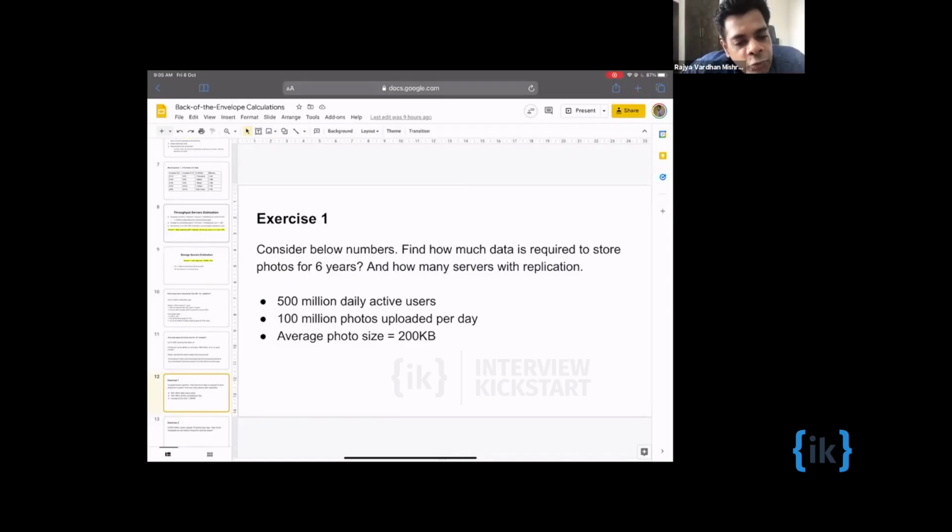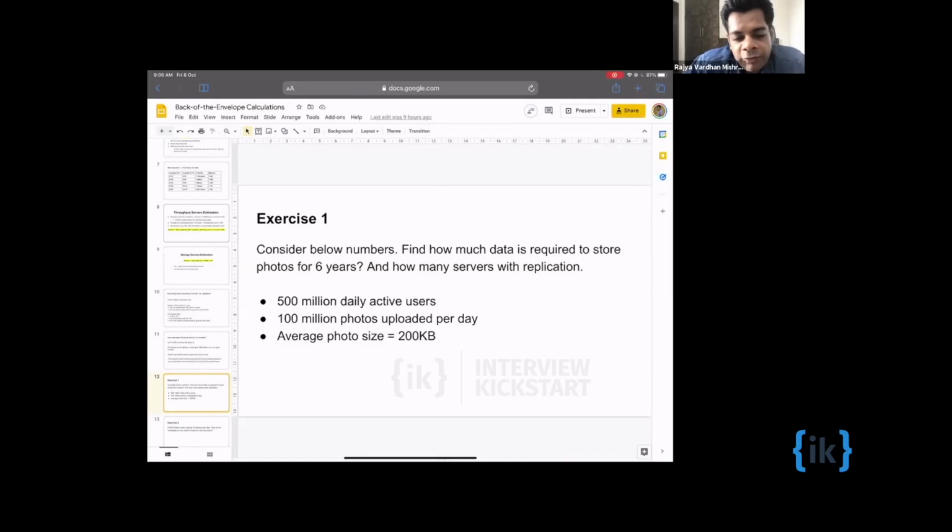Then 100 million photos uploaded per day. So this can also come from you can take a very educated guess here. Let's say you came up with, okay, there are 200 million daily active users or 500 million daily active users, and one out of 5 persons is uploading a photo per day. Then that comes to 100 million photos uploaded per day. So again, in reality, it could be 200 million, 300 million, or 1 billion, but for the purpose of interview calculations, it's perfectly fine.